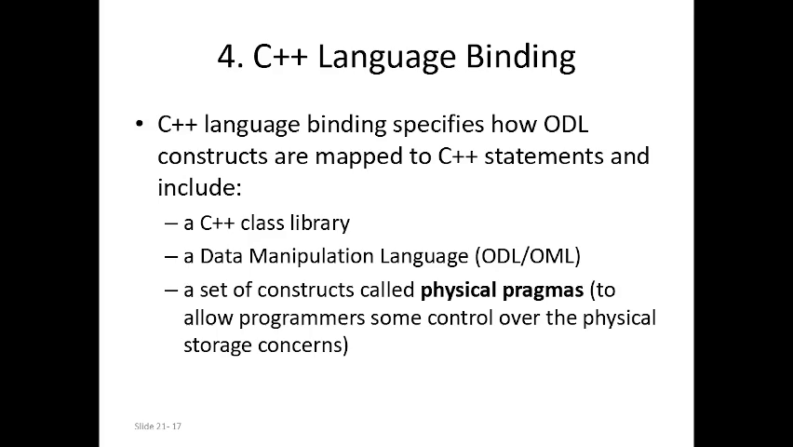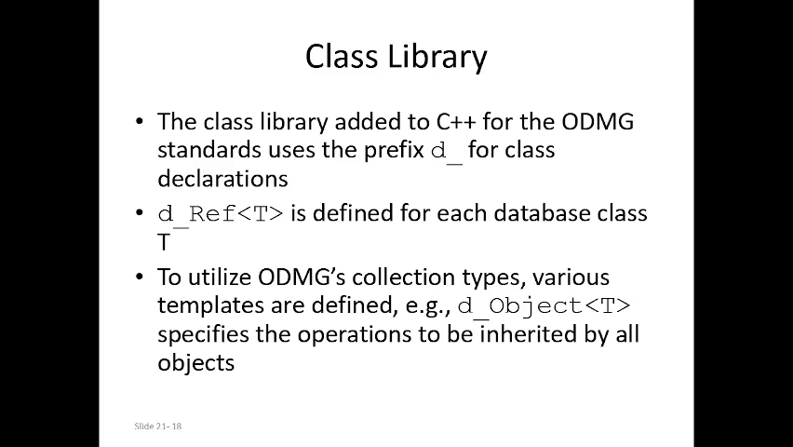In addition to the ODL and OML bindings, a set of constructs called physical pragmas are defined to allow the programmer some control over physical storage issues, such as the clustering of objects, utilizing indexes and memory management. The class library added to C++ for the ODMG standard uses the prefix d_ for class declarations that deal with database concepts. The goal is that the programmer should think that only one language is being used, not two separate languages.